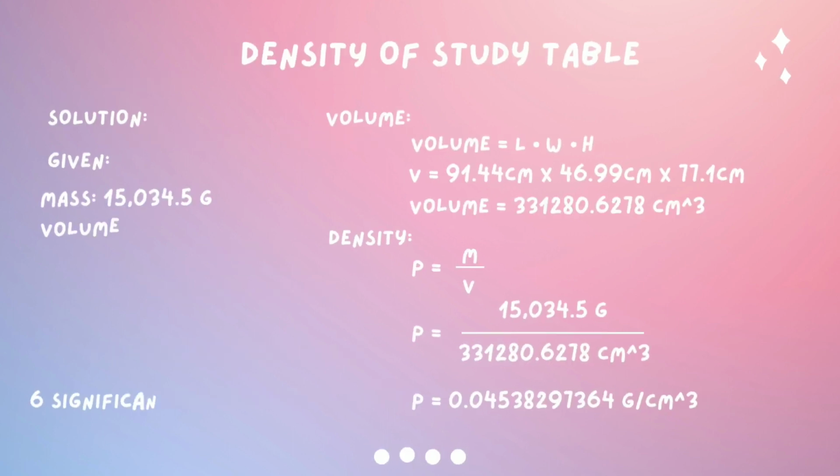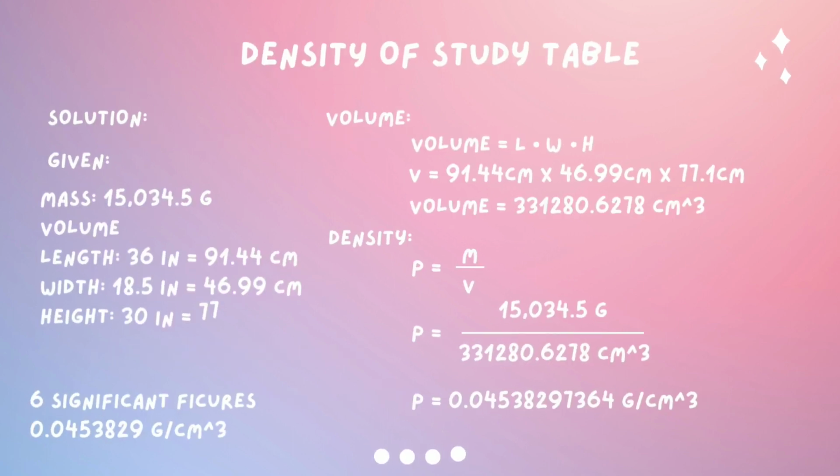Now to calculate the density of my study table, here are the given mass, 15,034.5 grams, while the computed volume is 331,280.6278 cubic centimeters. And then for the density, we have 0.0453829734 grams per cubic centimeter. In total, we have 6 significant figures as we follow the significant figure rules of division.